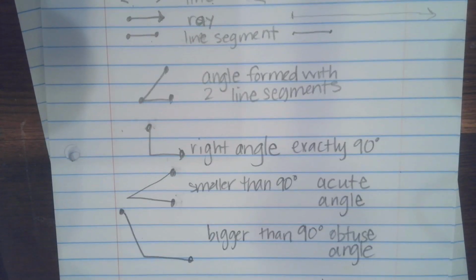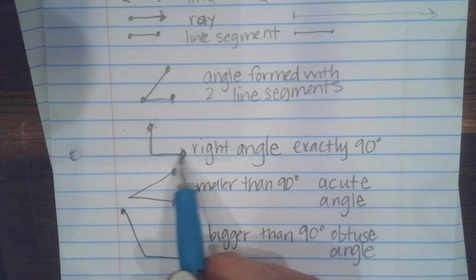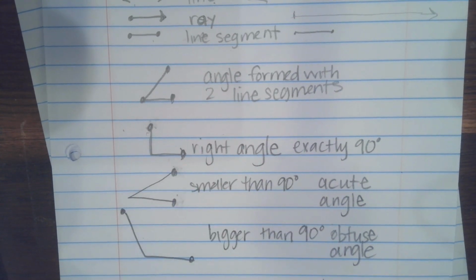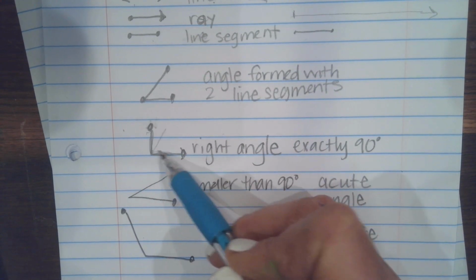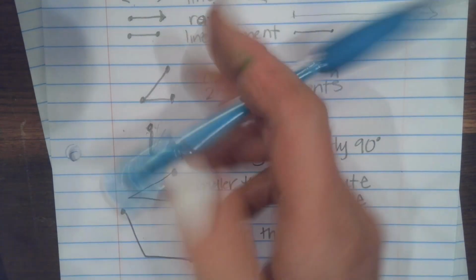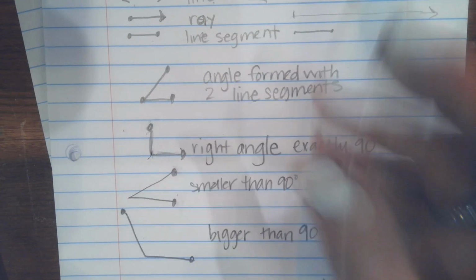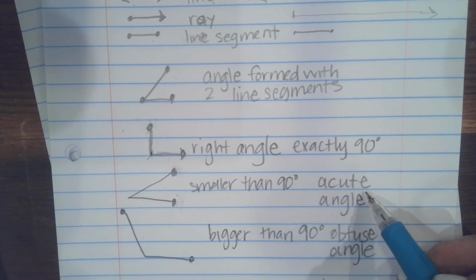A right angle is like an L. It's exactly like an L, and it is 90 degrees. If it is smaller than this L, any smaller, like this, it doesn't matter how much smaller. If it's not a perfect L, then it's called an acute angle.